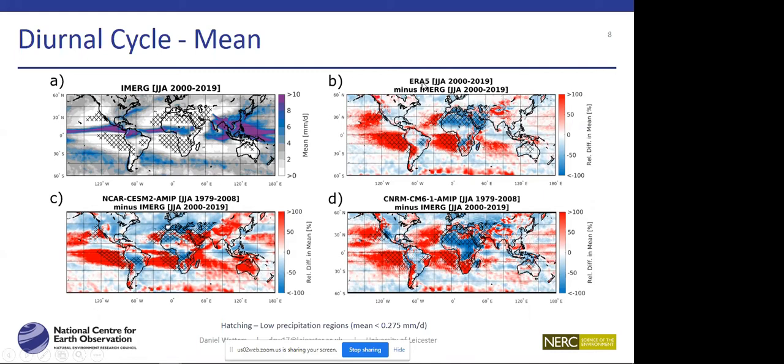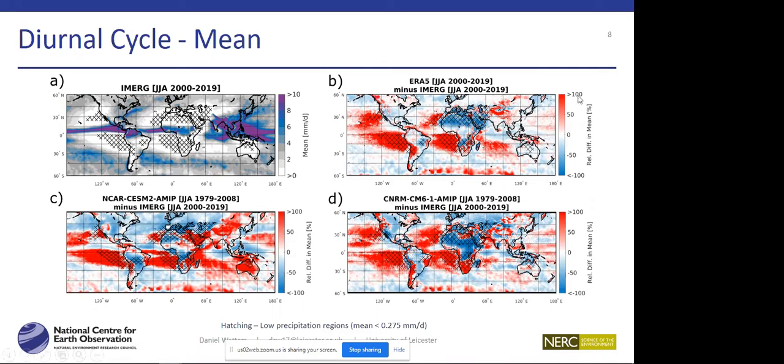So in the top right, I showed the ERA 5 reanalyses minus the NASA observations. Bottom left, I showed the US model NCAR minus the observations. And bottom right, I showed the French model CNRM minus the observations. And what I do is I take what's called a relative difference.